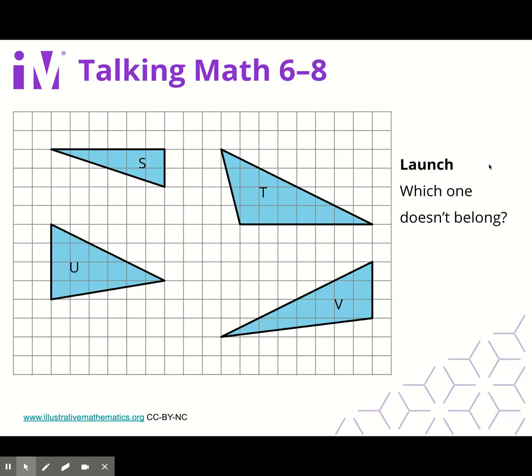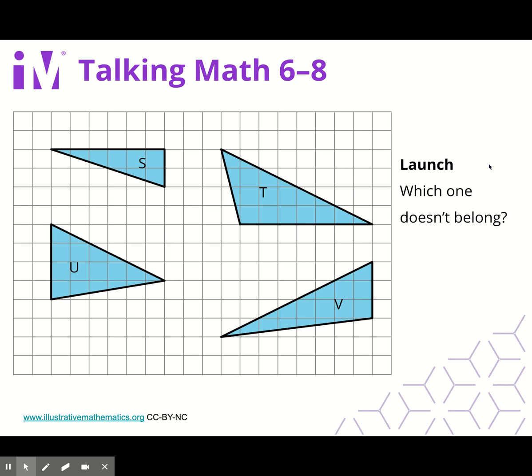Taking a look at this picture, I want you to think about which one doesn't belong. And what is your reasoning for the one that you choose? So once you have one, I want you to try to think of a reason why another one doesn't belong. I'm going to give you a little bit of think time. If you already have one, keep watching to hear why each one might not belong. If you need more think time, go ahead and hit pause and then restart the video when you are ready.